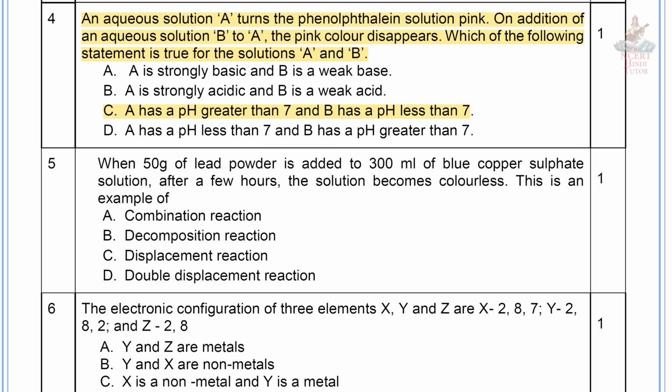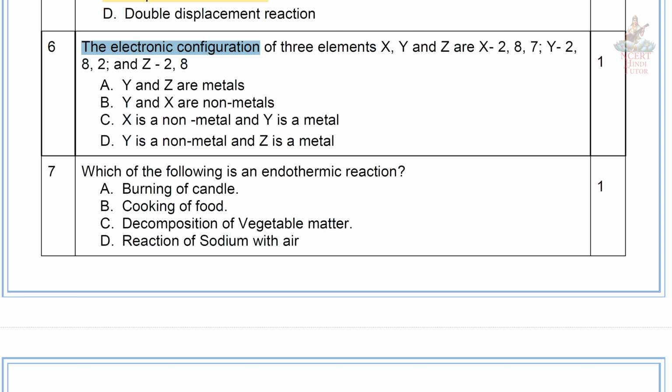Question 5. When 50 gram of lead powder is added to 300 ml of blue copper sulfate solution, after a few hours the solution becomes colorless. This is an example of answer C, displacement reaction. Question 6. The electronic configurations of three elements X, Y, Z are X 2, 8, 7, Y 2, 8, 2 and Z 2, 8. Answer C. X is a non-metal and Y is a metal. Question 7. Which of the following is an endothermic reaction? Answer B, cooking of food.